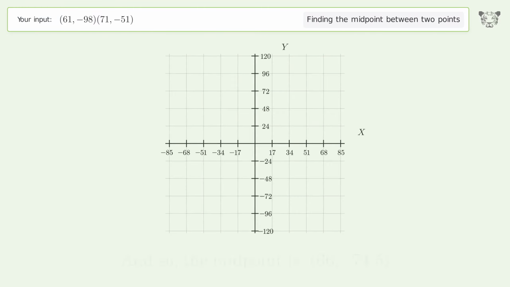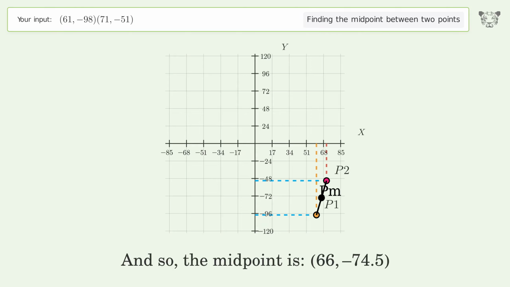And so, the midpoint is 66, negative 74.5.